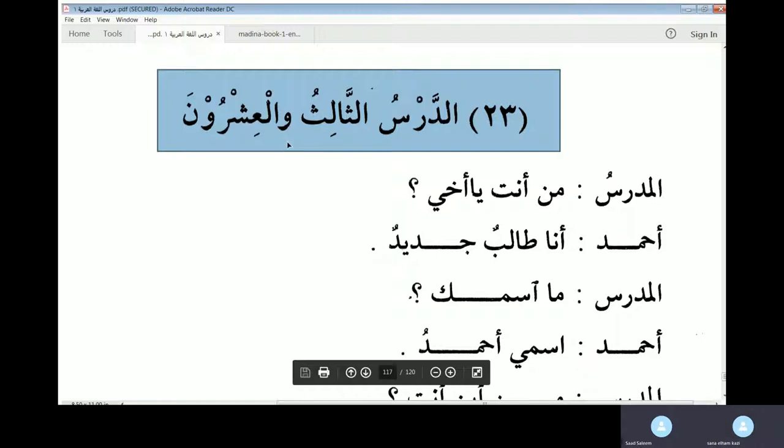So here we have a new lesson. We have read the grammar of this lesson. So we'll start this lesson tomorrow, inshallah. I think I just read the grammar for a second right now.